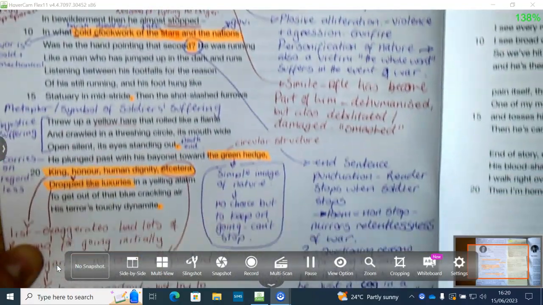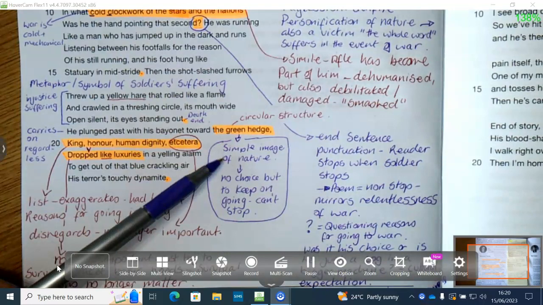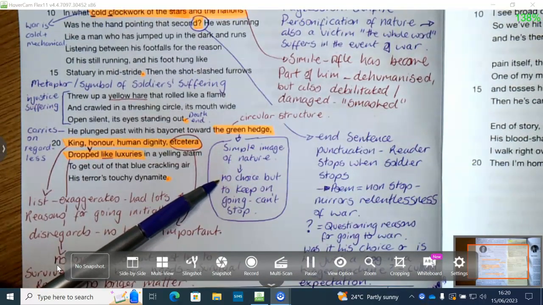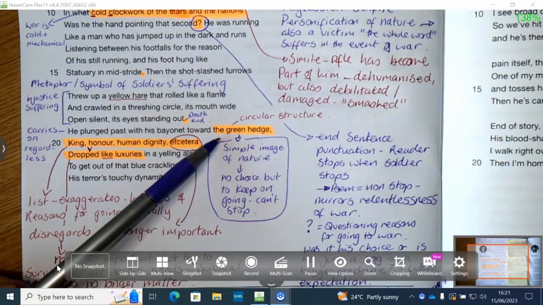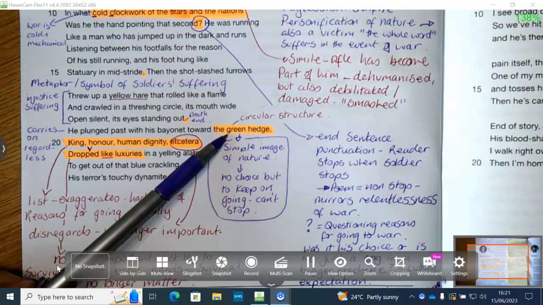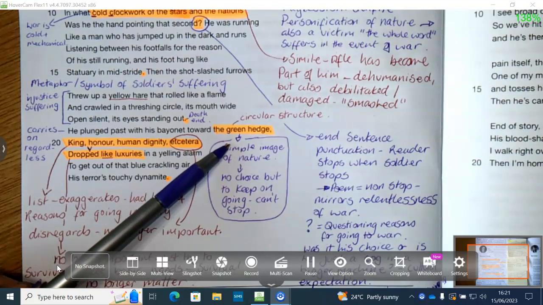So what does that mean then? Well, the green hedge is a simple image of nature, and it shows us that he doesn't really have any choice. He's got to keep going and he can't stop. And this is again where we get this idea linked with the old idea of cold clockwork, that he's just a cog in a bigger machine, and he has no choice or chance to stop anymore.